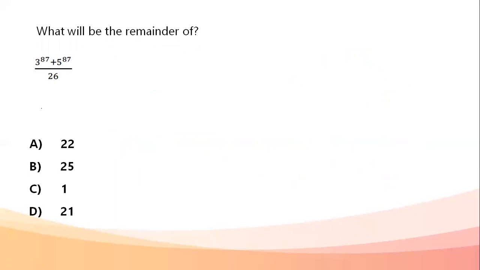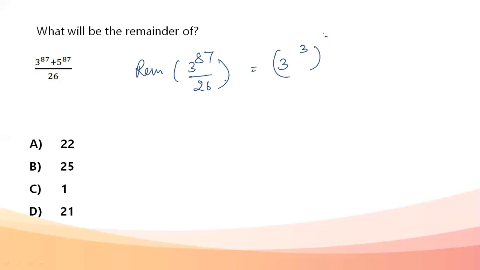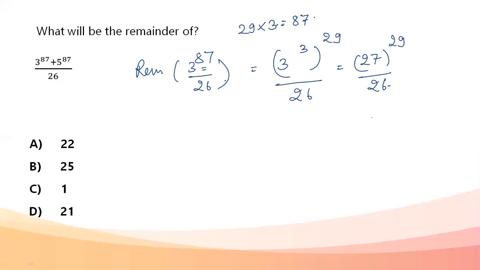What will be the remainder then? Again the same question: 3 raised to power 87 plus 5 raised to power 87 divided by 26. What are we going to do? Let's take one at a time. So let's find the remainder of 3 raised to power 87 divided by 26. I'm going to write it as 3 raised to power 3 raised to power 29, divided by 26. So 87 I have split as 29 into 3. So this is 27 raised to power 29 divided by 26.